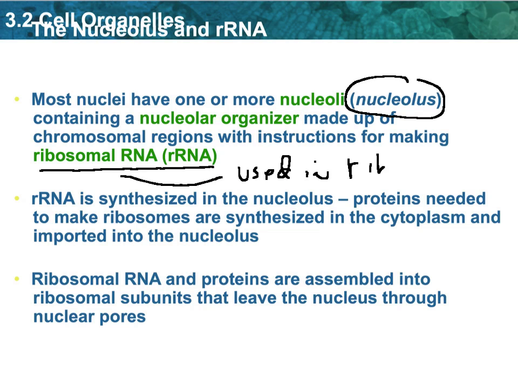Which ribosomes are the little things that we showed on the endoplasmic reticulum to make it rough. They are what makes proteins.